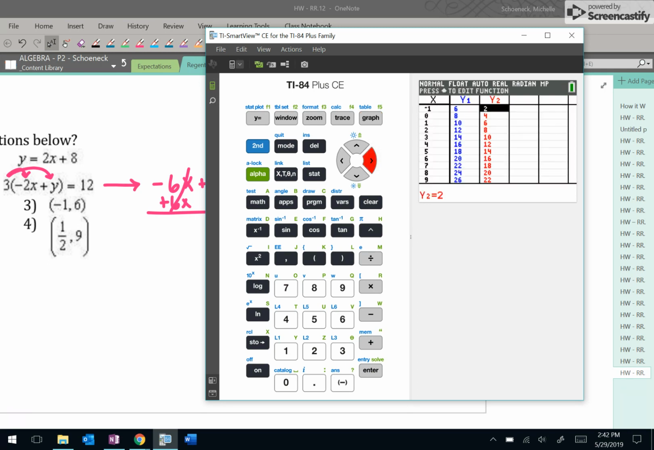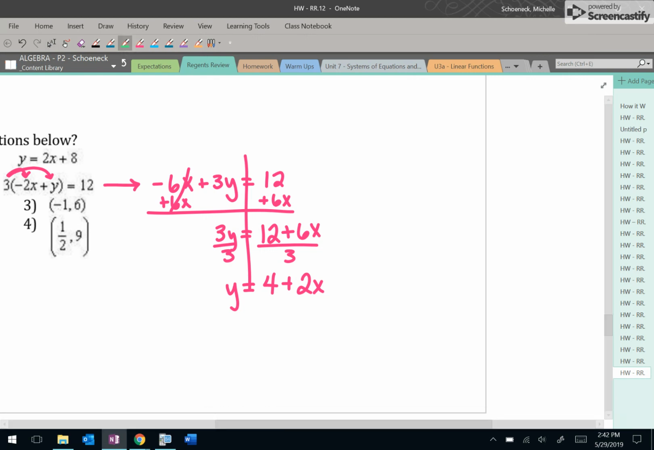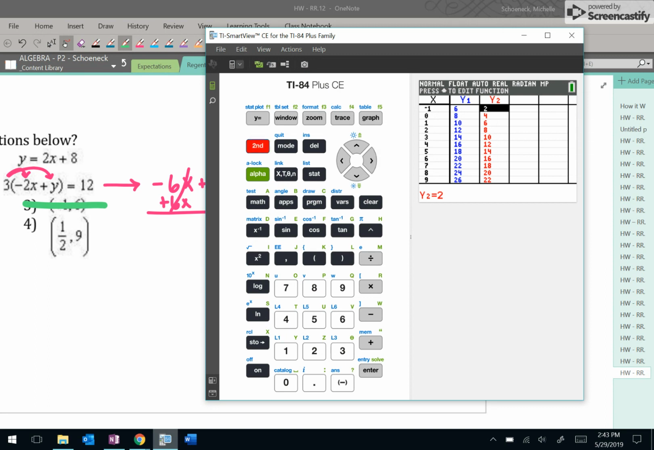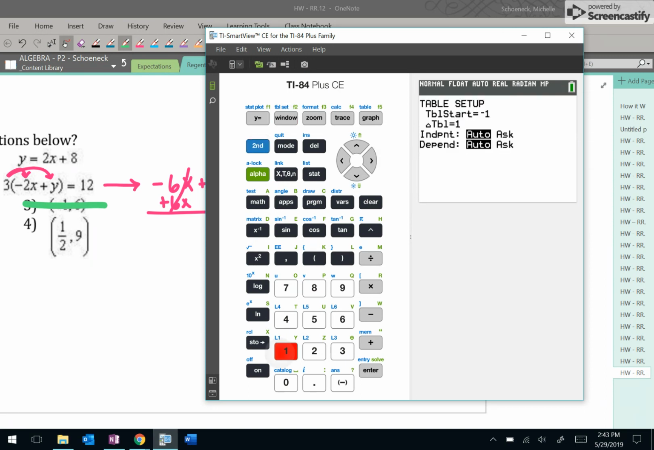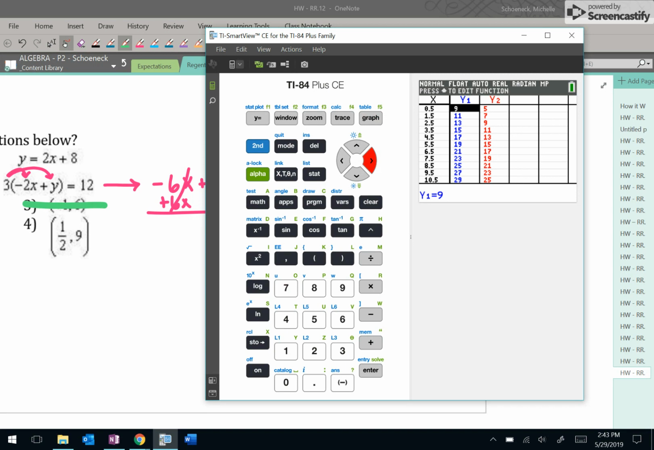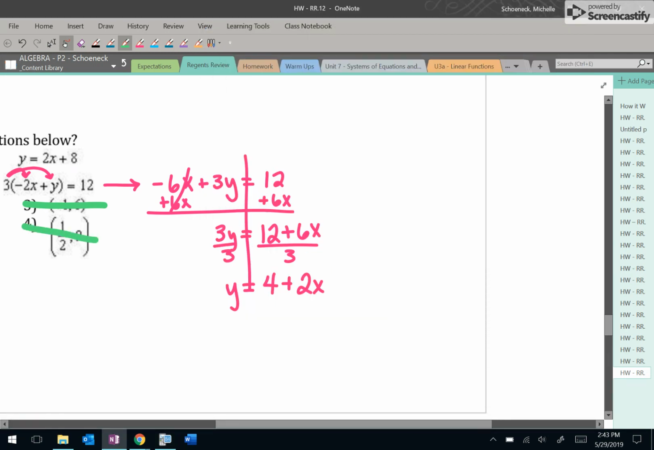We don't, so it's not a solution to those two. So it's not number 3. And now let's try 1/2. And remember, you have to do the division, 1 divided by 2 for 1/2. Mine changed to a decimal, but that's okay. And I get 9 for y1, but not for y2. So 4 is also not it.